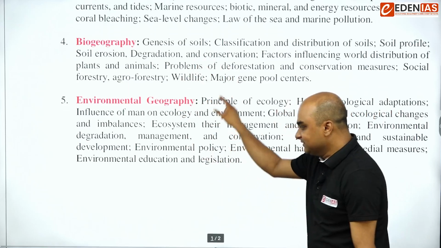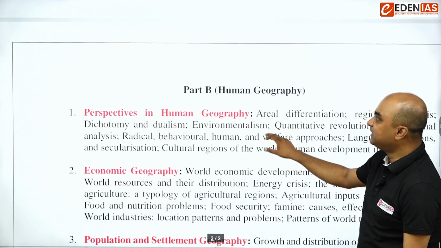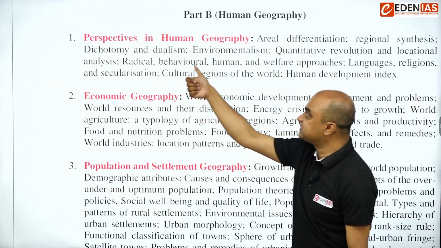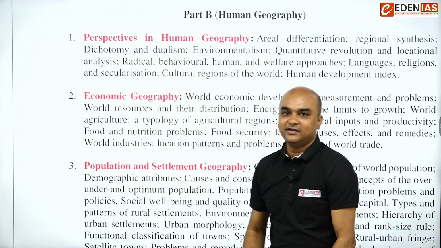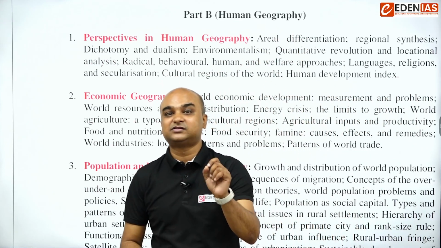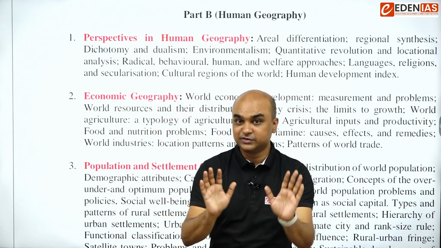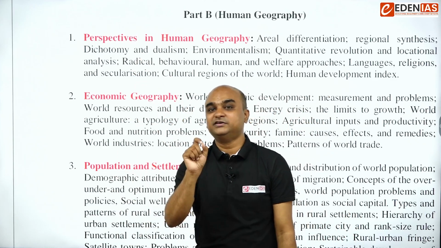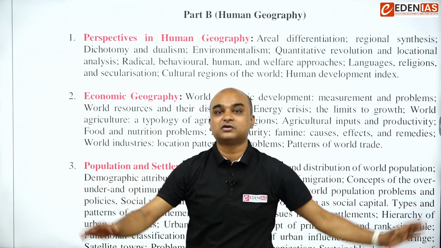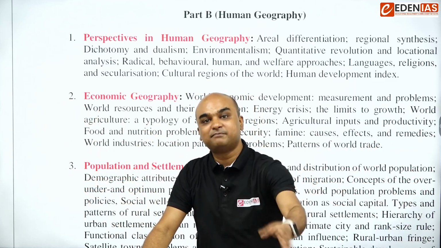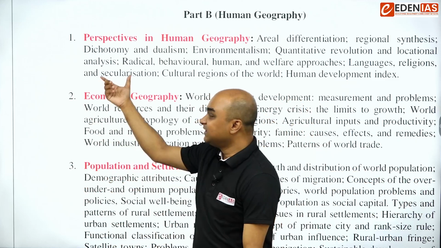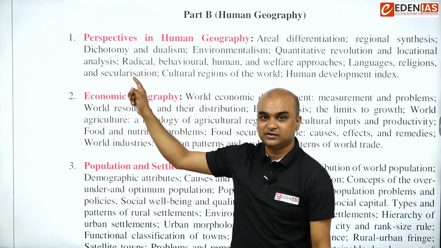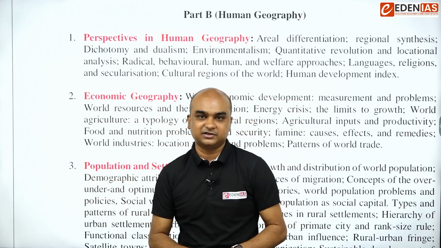Okay. Then when we look at part B, as I said, part A is physical, part B is human. The first unit is perspectives in human geography. इसका दूसरा नाम है geographical thought. Now friends, listen to this very carefully. This to me is the most important unit in the entire geography optional syllabus, including paper 1 and paper 2, because this is the philosophy of geography. One who is good with this unit will do wonders in the examination.